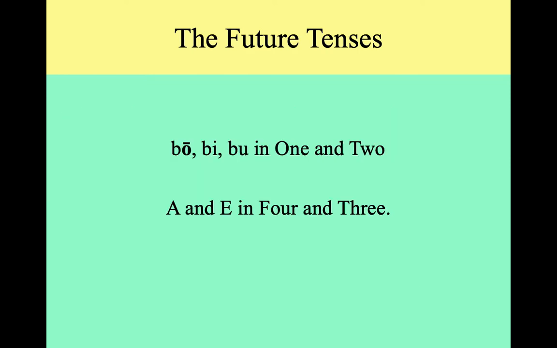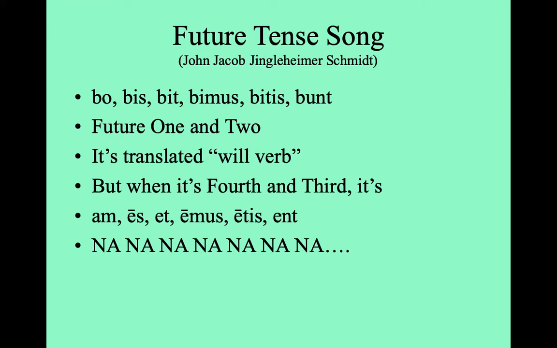So there's a little rhyme here that you can try to remember the future tense, and it goes: bo, bi, bu in 1 and 2, A and E in 4 and 3. So if that works for you, great. But there's also a song. The song is to the tune of John Jacob Jingleheimer Schmidt. His name is my name too. Maybe you know the song.